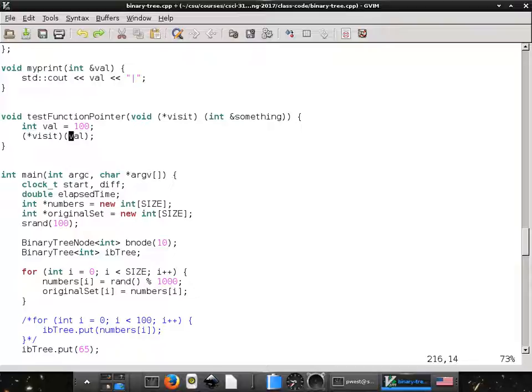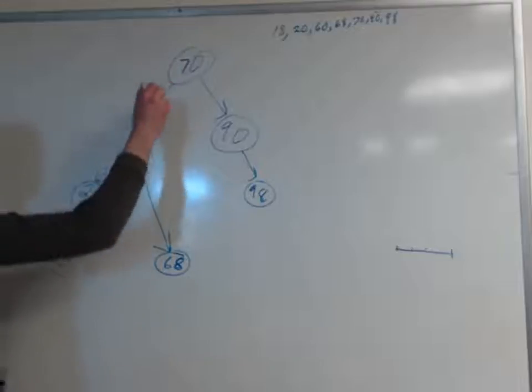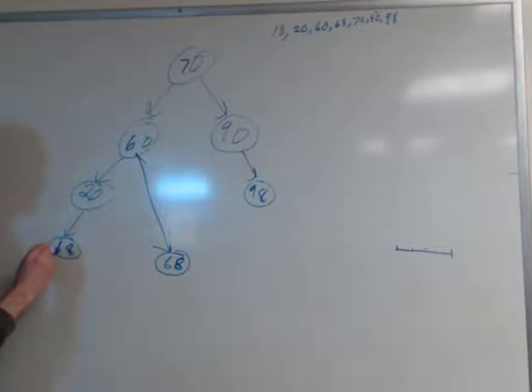Why would you do this? Why would I do this? What if you want your binary tree to be able to take any function and apply that function to all its member data? So if you can pass a function to a binary tree, like print, and you say in order traversal, then it would go: all right, print, let me call that function on the 18.